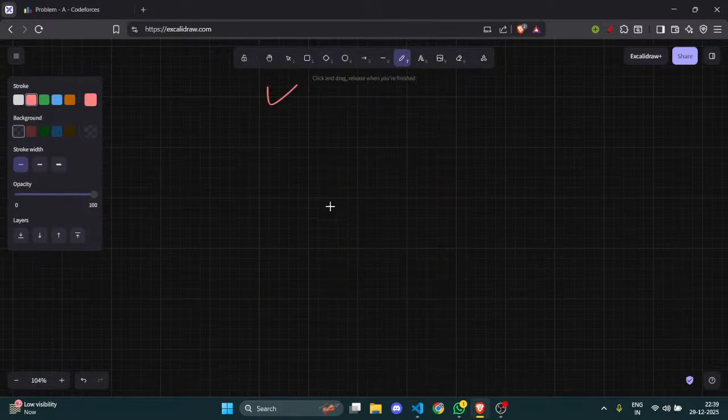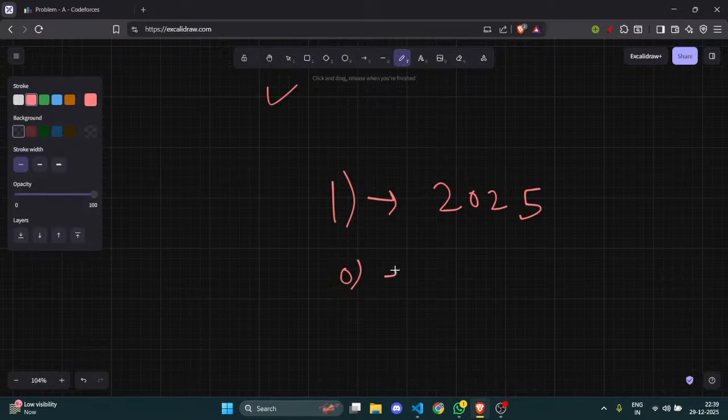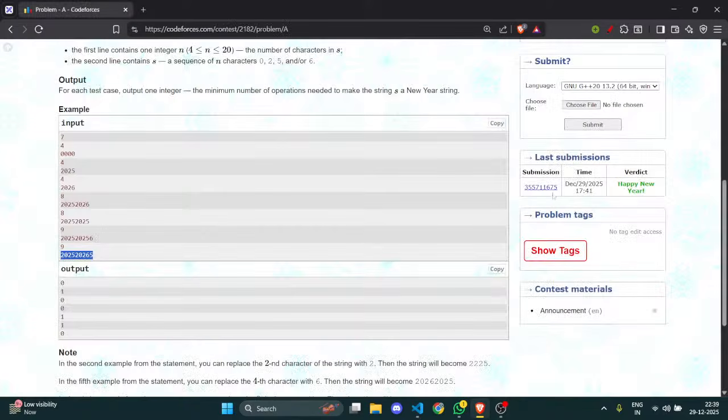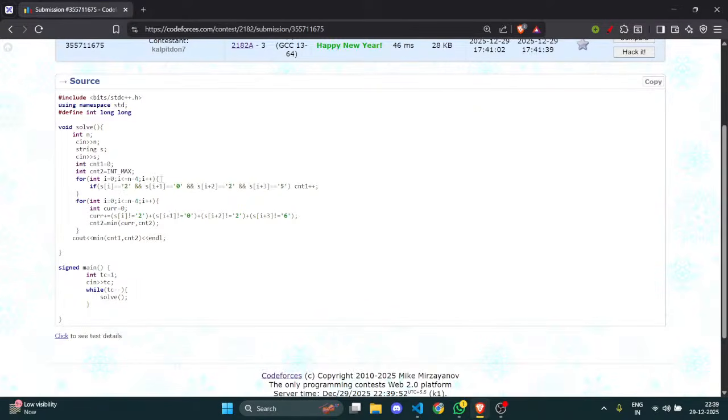So I can say that, inversely, at most one operation would be required. When will I require one operation? When it contains 2025. And when will I require zero operations? When it already contains 2026. So these are the two conditions which we need to check. We can just iterate on the four characters.